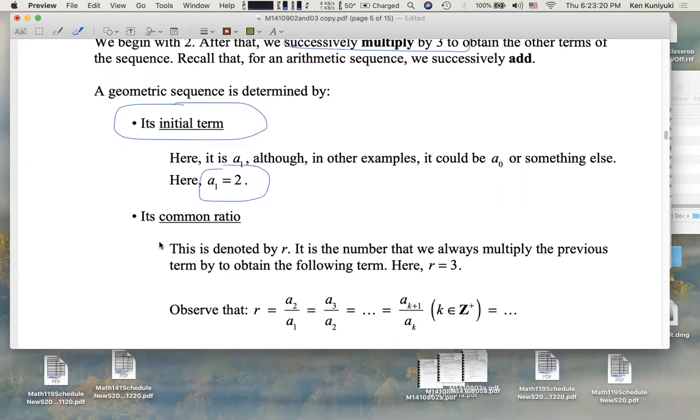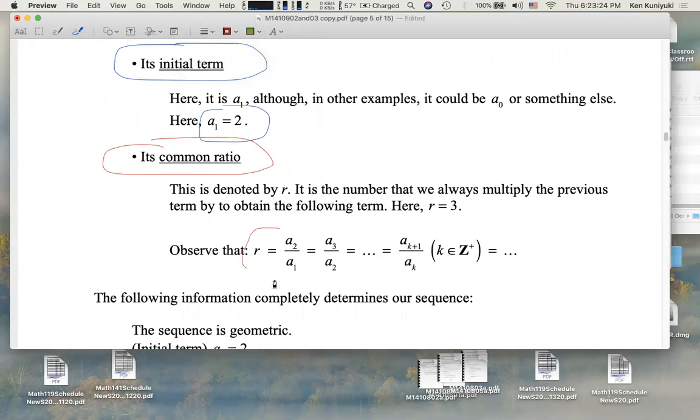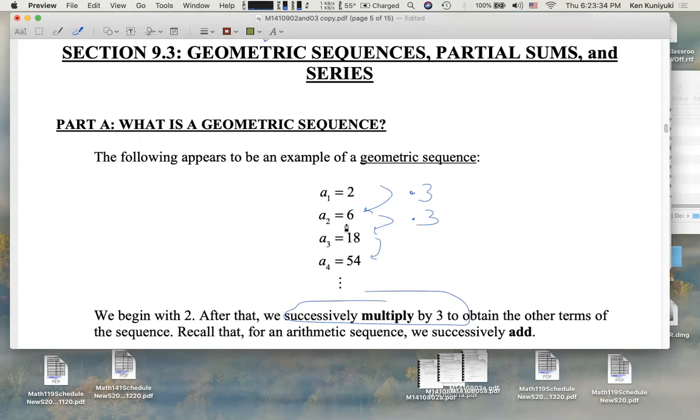Okay, so common ratio, denoted by R. The second term divided by the first term, or the third term divided by the second term, and so forth. Here, R was 3. So again, you could either do 6 divided by 2, that's 3. 18 divided by 6, that's 3. 54 divided by 18, that's 3, and so forth.